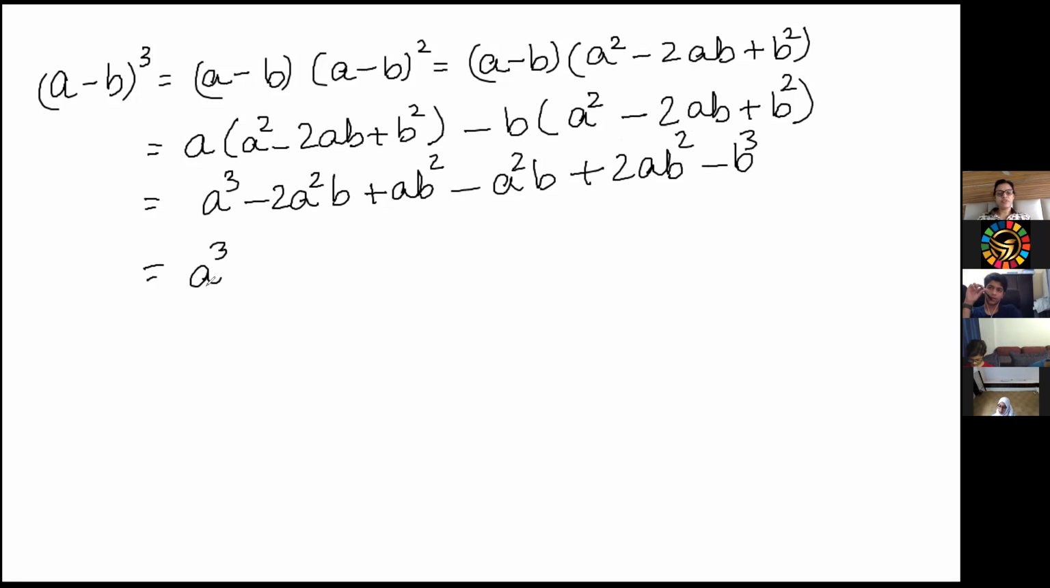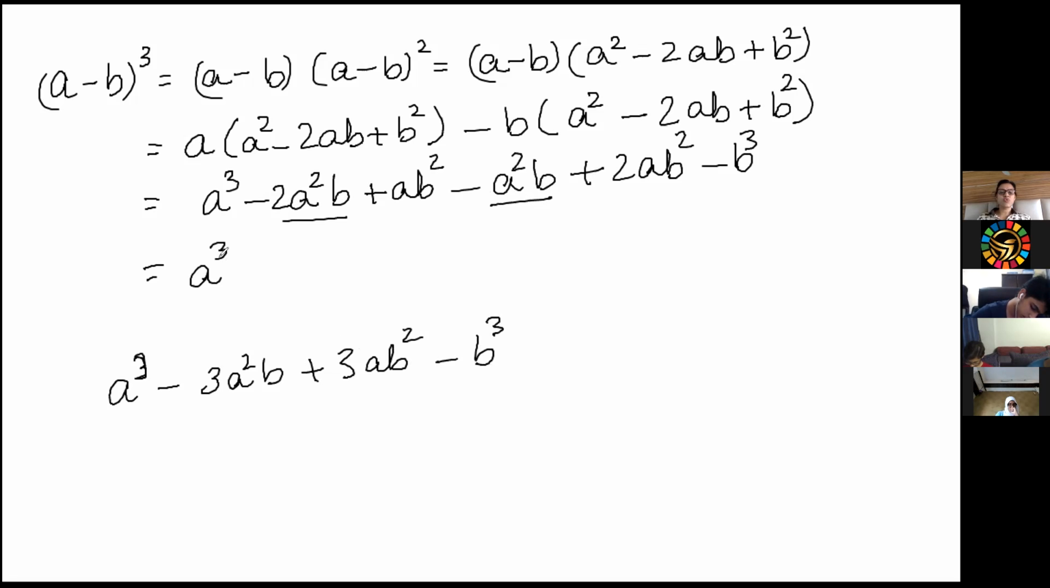Wait, let me come. Are you giving me the last answer with a bracket taking out? Yes, ma'am, last answer. Okay, give me the last answer. A cube minus 3a square b plus 3ab square minus b cube. Yes, it is correct. Ahmed, this answer is given to you. Same answer you'll get. Minus 2a square b and minus a square b is minus 3a square b, plus ab square and 2ab square is 3ab square, and then minus b cube.